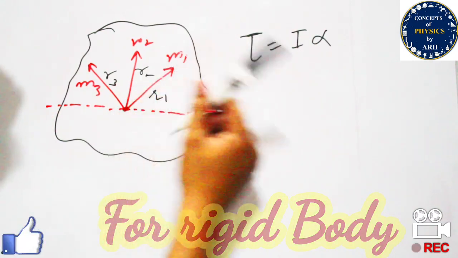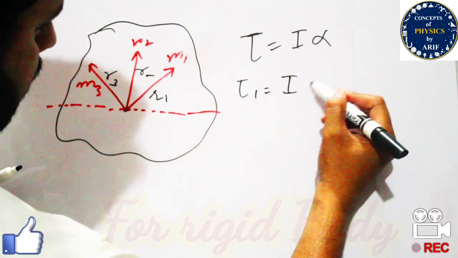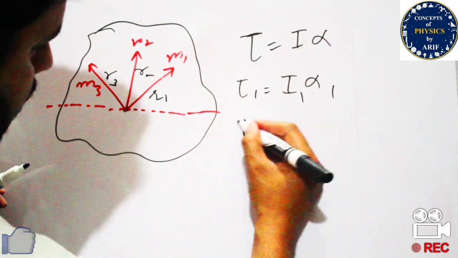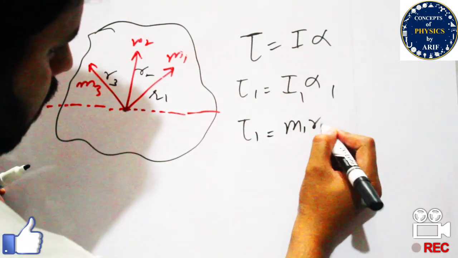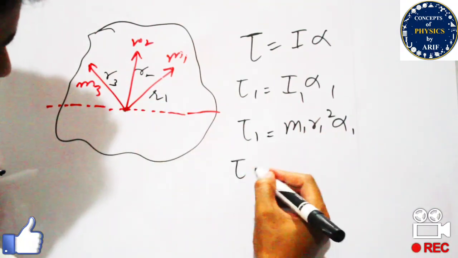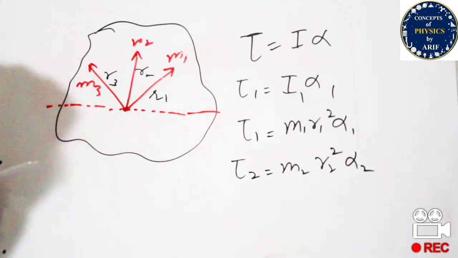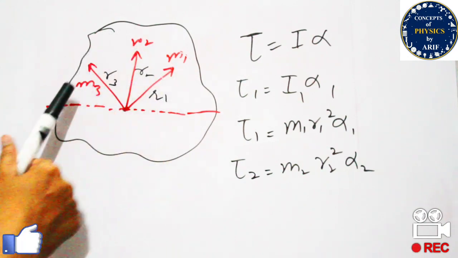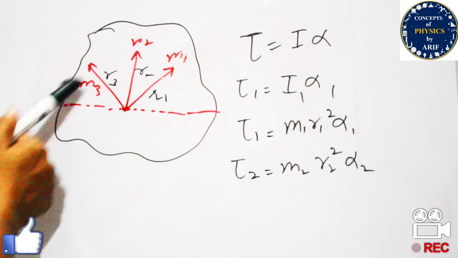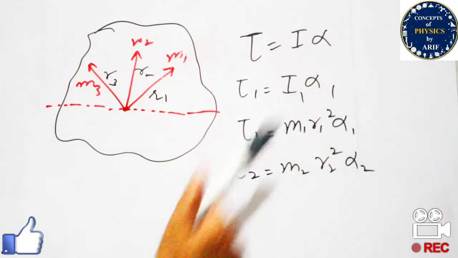For body m1, it will produce torque tau 1. Tau 1 is equal to I1 into alpha 1, so tau 1 is equal to m1 r1 square alpha 1. Similarly, for body 2, tau 2 is equal to m2 r2 square alpha 2. Similarly, for body m3, tau 3 is equal to m3 r3 square alpha 3.